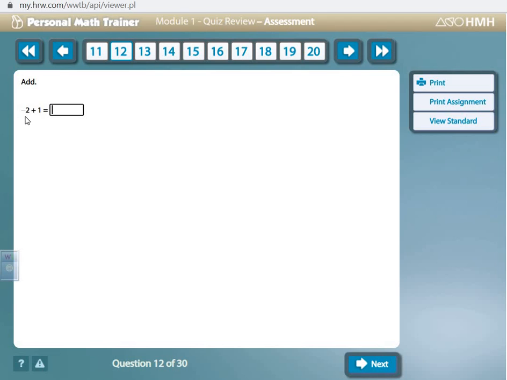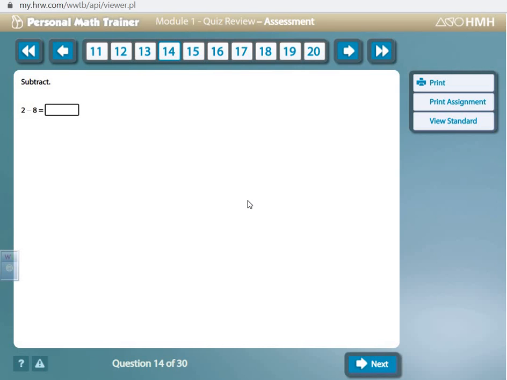Same thing here. What do I have more of? I have more negatives. How many more negatives would I have? Well, I would subtract to find that out. Same thing here. More positives, right? So our answer is going to be positive. Subtract to get the answer. All right. Oh, what about this one?